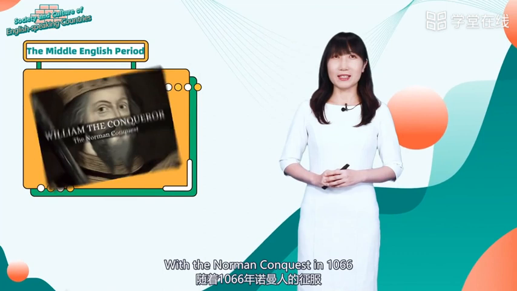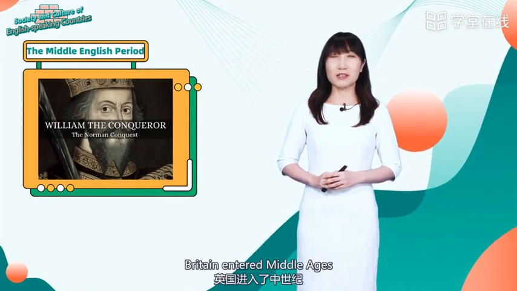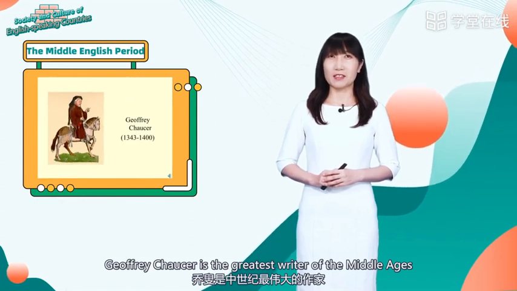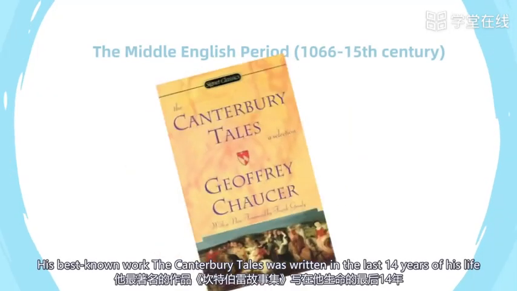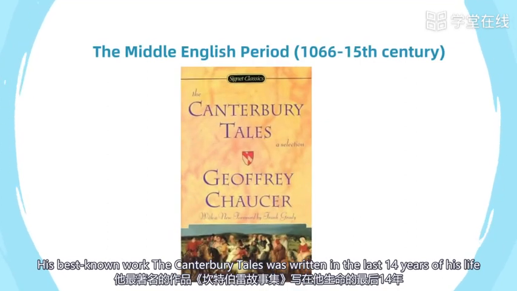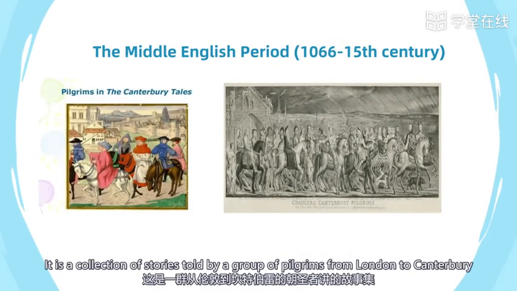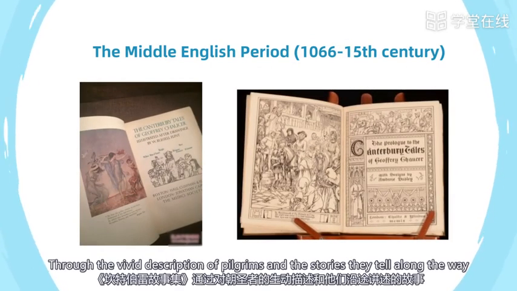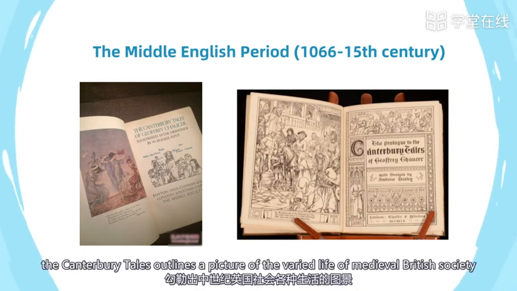With the Norman conquest in 1066, Britain entered the Middle Ages. Geoffrey Chaucer is the greatest writer of the Middle Ages. His best-known work, The Canterbury Tales, was written in the last 14 years of his life. It is a collection of stories told by a group of pilgrims traveling from London to Canterbury. Through the vivid description of pilgrims and the stories told along the way, The Canterbury Tales outlines a picture of the varied life of medieval British society.